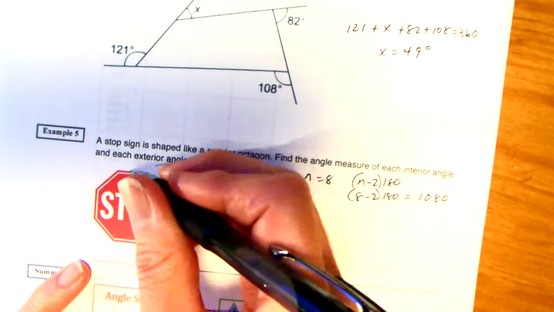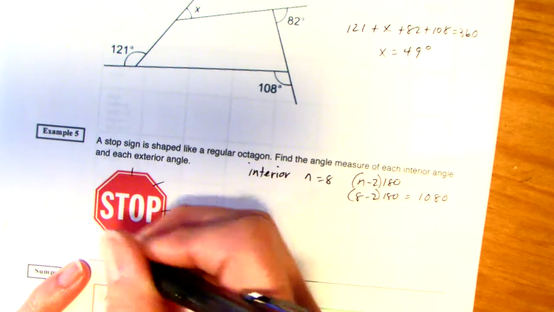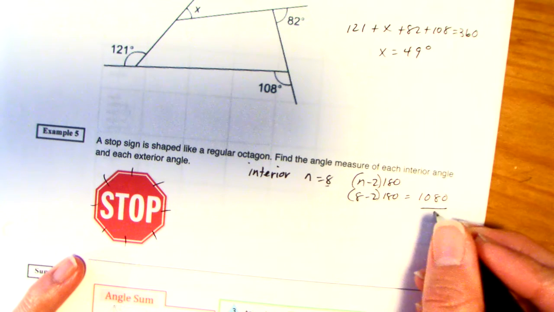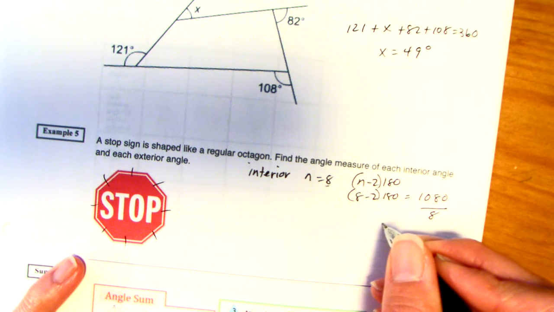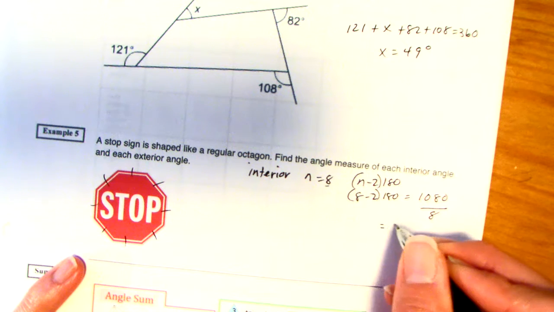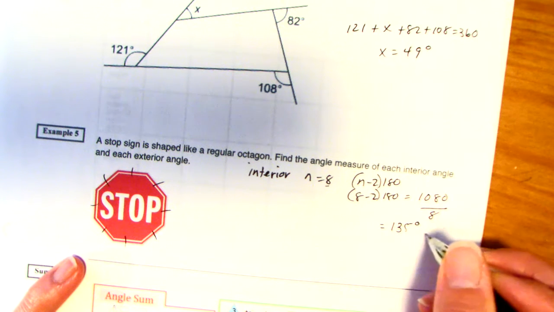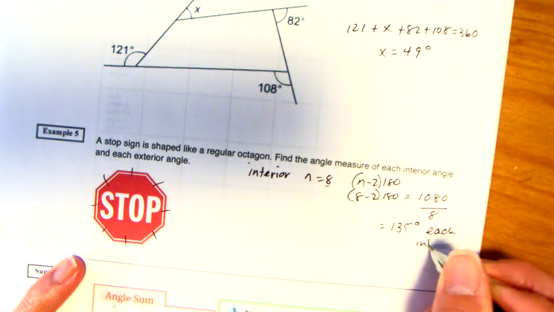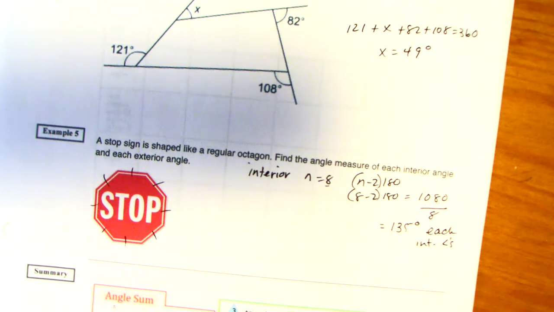But I want to find each one. Well, how many sides do we have? 1, 2, 3, 4, 5, 6, 7, 8. I should have known from right there. But if you divide by 8, you'll have each angle. So you get 135 degrees for each interior angle. Okay, I don't know why I abbreviated or made that apostrophe s.